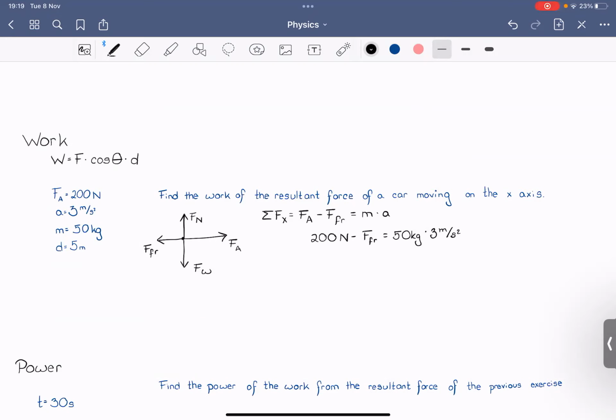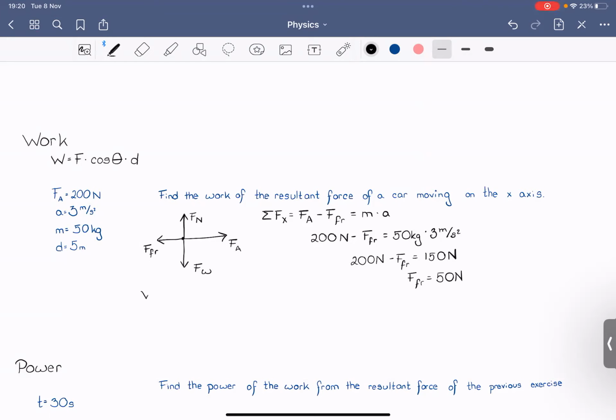Therefore, we can now isolate for our friction force, so 200 newtons minus our friction force equals 150 newtons. Therefore, our friction force is 50 newtons. Now that we have our friction force, we can get the work of our applied force and the work of our friction force. With that information, we can now get the work of the resultant force, all right?